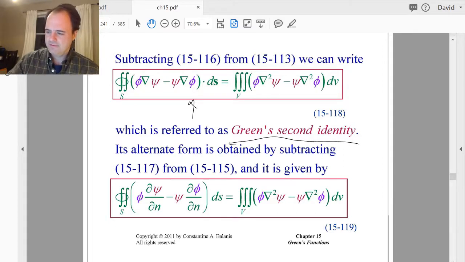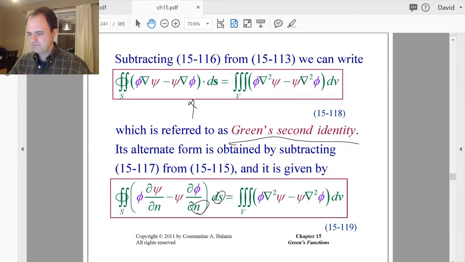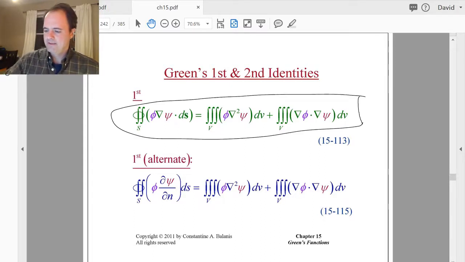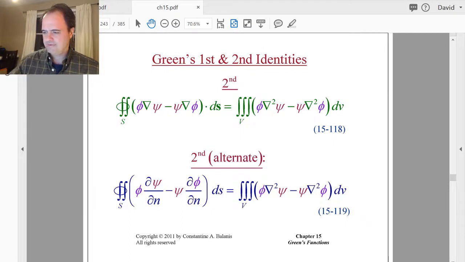And likewise, just as you did before, you can let these be dψ/dn and dφ/dn, but now this is a scalar. But my n is the outward pointing normal vector of the surface, and so forth. So that's what we have for Green's second identity. So the first identity is this right here, and the second, or the alternate, and the second identity are these two.